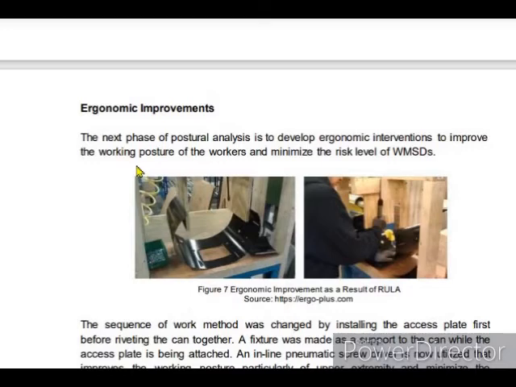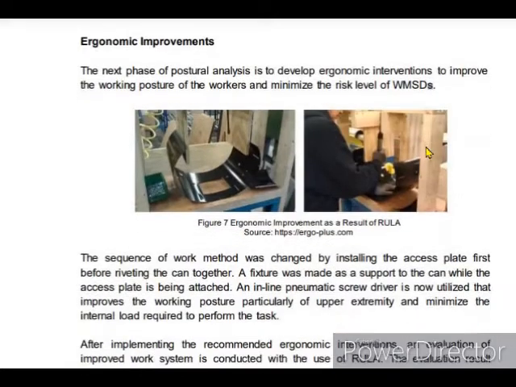Punta tayo dito sa ergonomic improvements. The next phase of postural analysis is to develop ergonomic interventions, kasi na-find out na natin na kailangan ng ergonomic interventions, to improve the working posture of the workers and minimize the risk level of WMSDs. Sa figure na to, ergonomic improvements as a result of RULA. Dito sa unang picture, anong ginawa? Zoom natin.